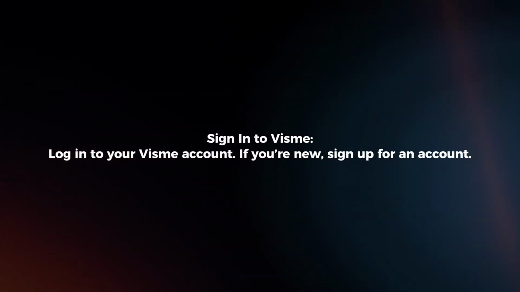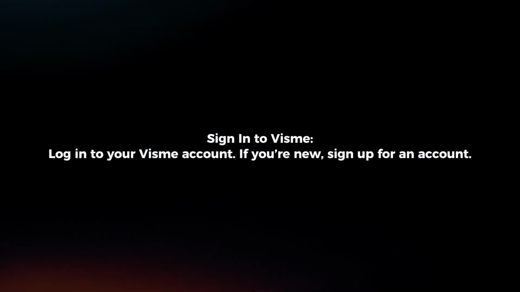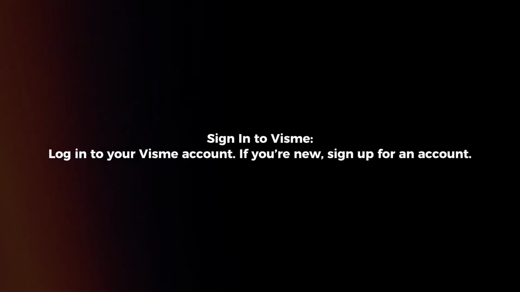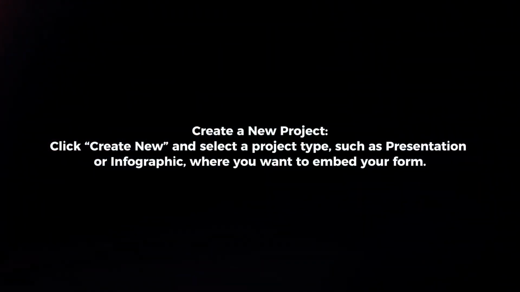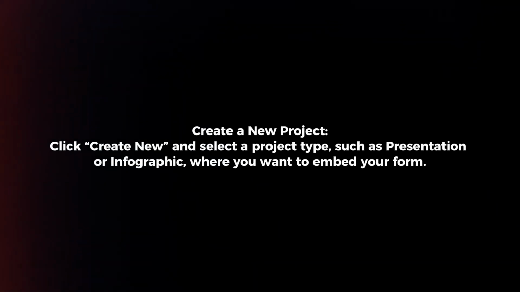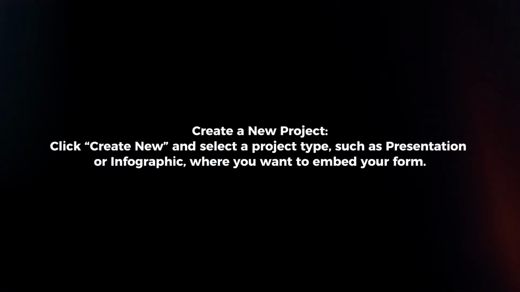Sign into Visme. Log into your Visme account. If you're new, sign up for an account. Create a new project. Click Create New and select a project type, such as presentation or infographic, where you want to embed your form.